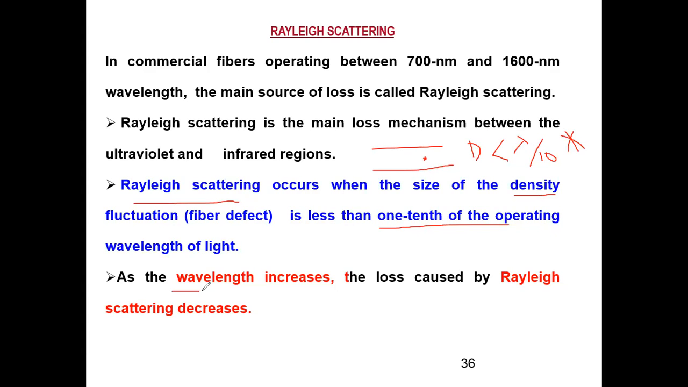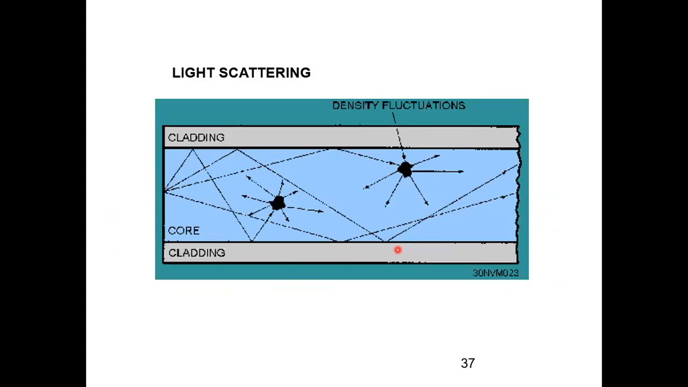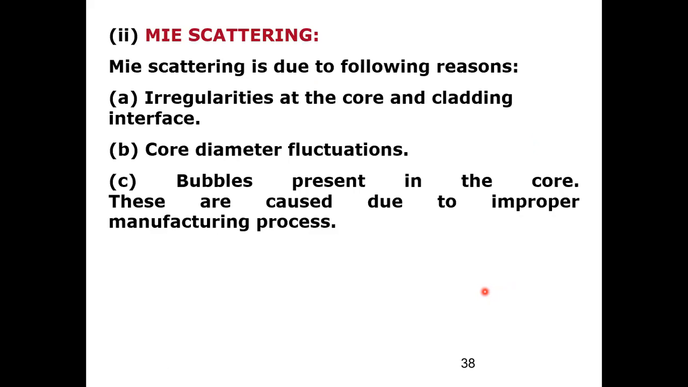As the wavelength increases, the loss caused by Rayleigh scattering decreases. This is one diagram which you will find in the book. Here you can see the light is scattering. Some density fluctuation takes place and the light gets scattered in a different direction. The only way I can reduce this scattering is by having a proper fabrication method.